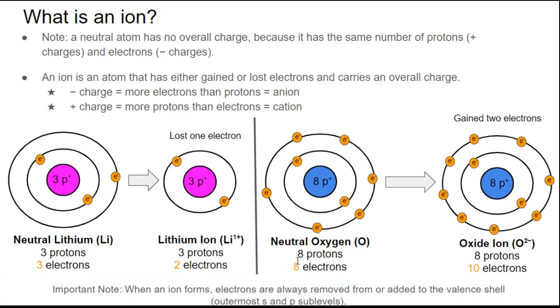Okay, and then for the oxygen atom, as a neutral atom, oxygen has 8 protons, and it also would have 8 electrons. Those 8 positives cancel out the 8 negatives. But oxygen, in this case, has gained 2 electrons from outside itself. It now has 10 electrons, still has the 8 protons, but now it has 2 more negative charges than positive charges, and so carries a -2 charge overall. It has become the O2- ion. The name for this ion is the oxide ion.